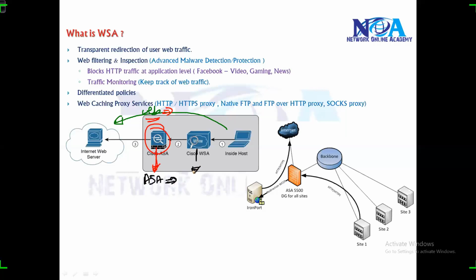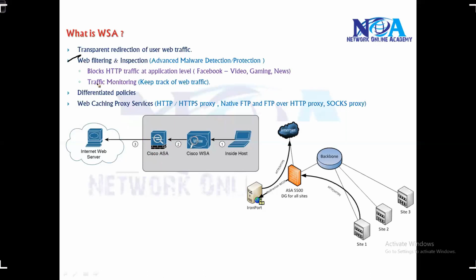So WSA is a dedicated device only for web traffic, because ASA does things like deep packet inspection and stateful packet filtering, firewall rules, ACLs. But this is a dedicated device where you have a lot of options to secure your web traffic. In ASA, it's kind of limited. It becomes a little more complex if you want to secure the web traffic. And of course, proxy services are not available there.